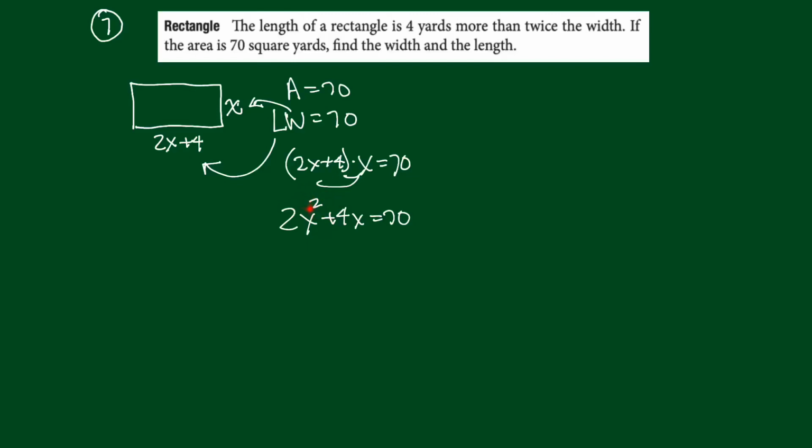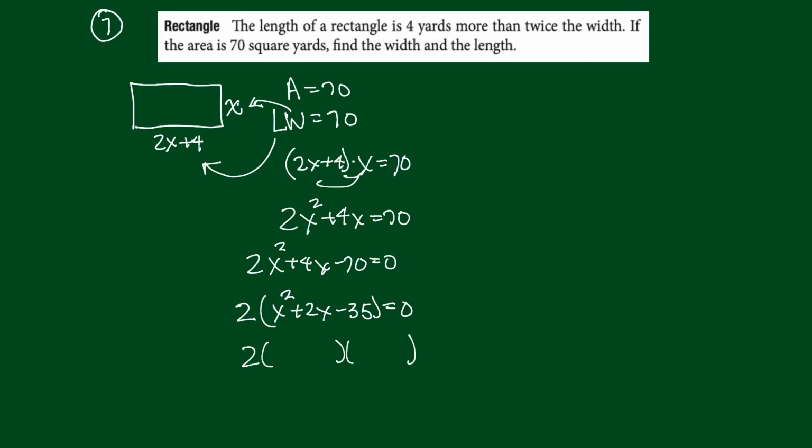Let's get everything on one side, 0 on the other, and see if we can factor this. So let's subtract that 70. So we'll get 2x squared plus 4x minus 70 equals 0. All three numbers there are even. I'm going to factor out a 2, and that'll leave me with x squared plus 2x minus 35 is 0. I think I can see the factored form of this. Write our two parentheses, anticipating we can factor it. Don't forget to equal 0.